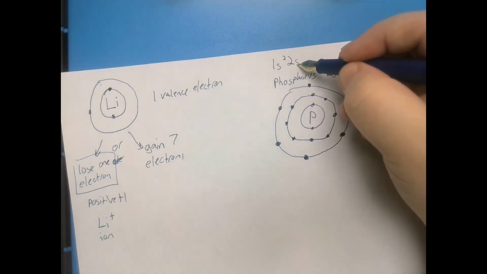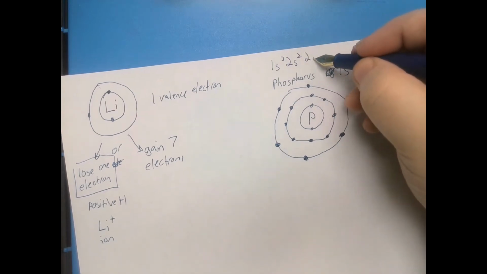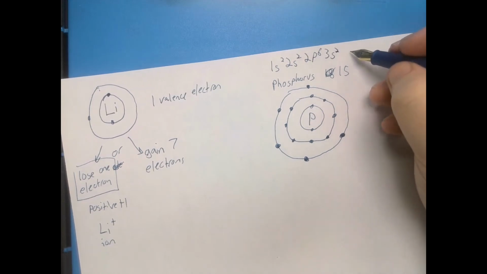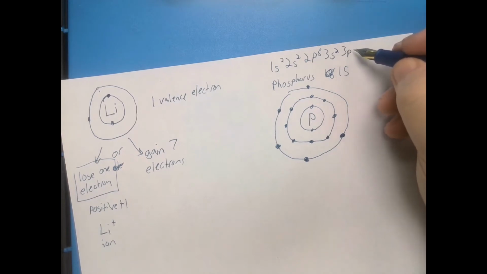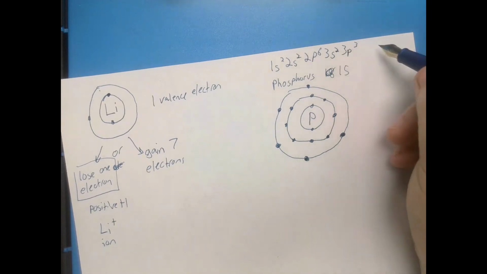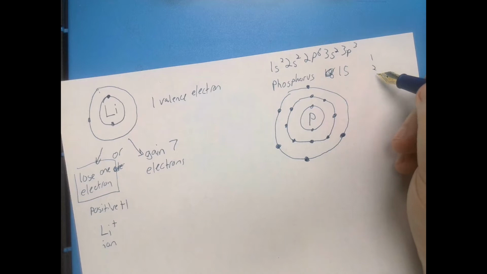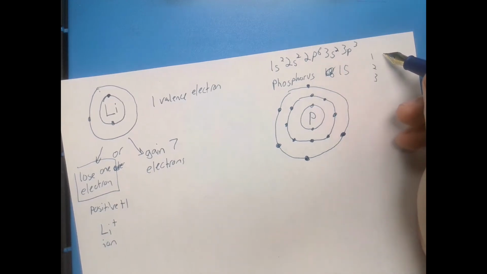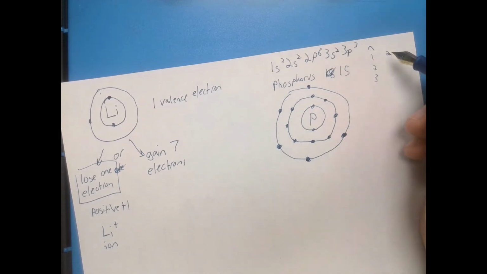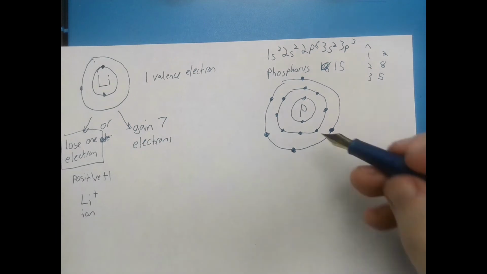That's 1s2, 2s2, 2p6, 3s2, and it's in the 3rd spot in the p block, so that'd be 3p3. So the 3rd energy level has 5, so counting them out, 1, 2, 3. For the 1st energy level, it has 2 electrons. For the 2nd energy level, it has 8. And for the 3rd, it has 5. So this is the Bohr model.